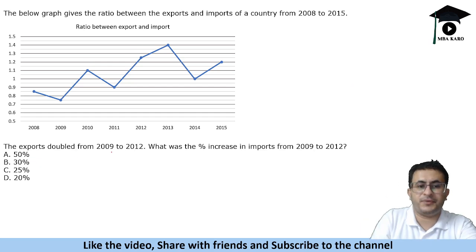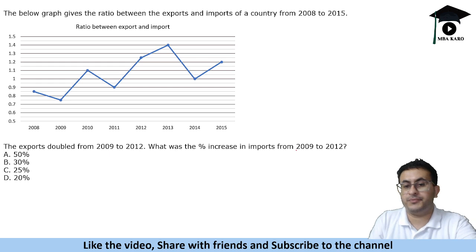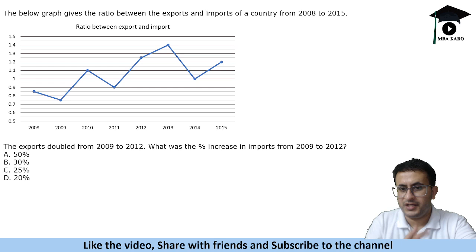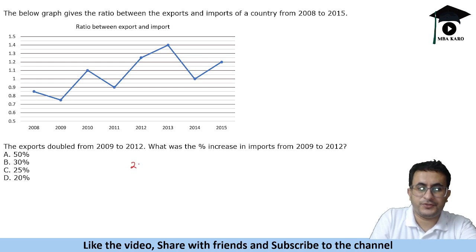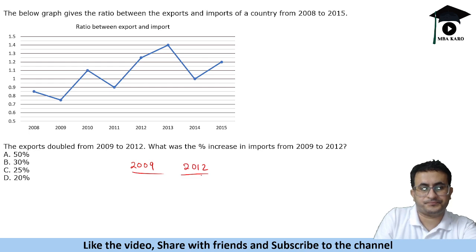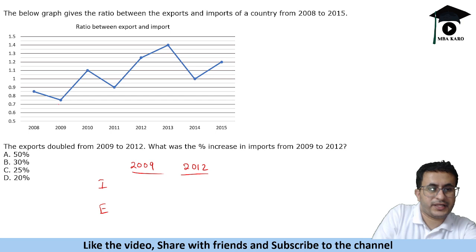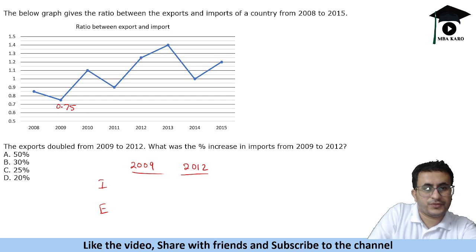The exports doubled from 2009 to 12. What was the percentage increase in imports from 2009 to 2012? Again we will do it without variables. Okay, so 2009 and 2012, import and export. In 2009 it is 0.75, in 2012 it is 1.25.